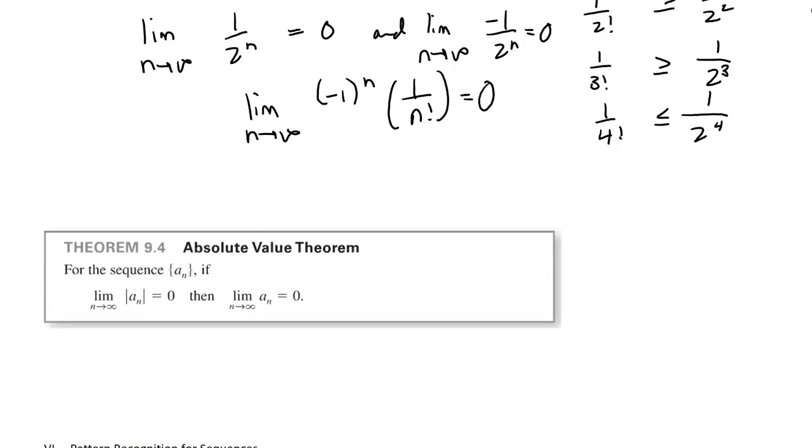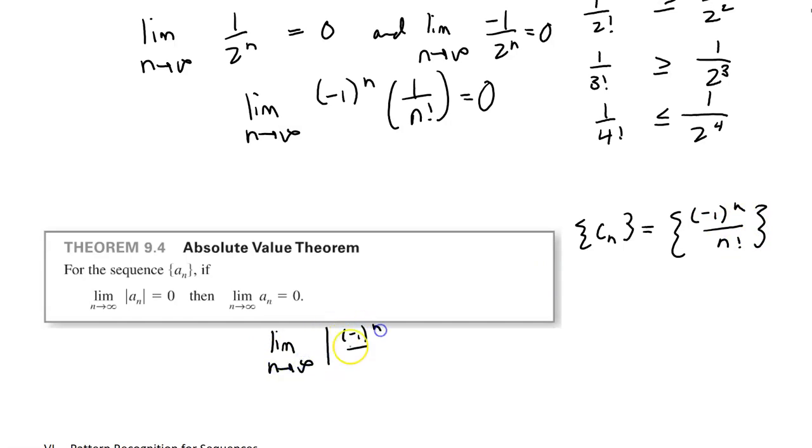Another way you could find the limit of this sequence that we were just looking at is using the absolute value theorem. This says for the sequence a sub n, if the limit as n approaches infinity of the absolute value of a sub n equals 0, then the limit as n approaches infinity of a sub n equals 0. So again, we've got c sub n equals negative 1 to the nth power over n factorial. So the limit as n approaches infinity of the absolute value of that, all that's really going to change is we're no longer going to have this oscillating negative 1. So that's the same thing as the limit as n approaches infinity of 1 over n factorial.